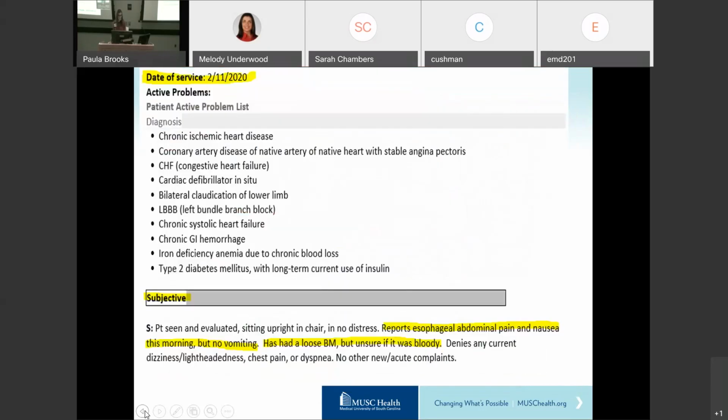Let's take a look at another note. This patient is being seen and evaluated, sitting up in the chair in no distress, reports epigastric abdominal pain and nausea this morning, but no vomiting. We have an active problem list. They have no other acute complaints.